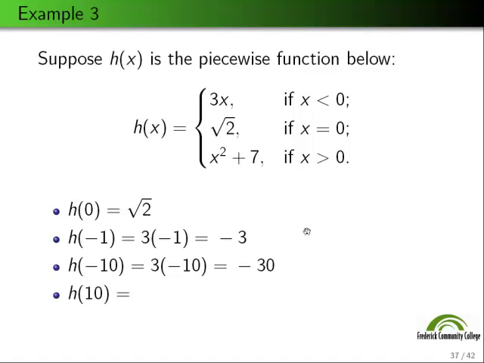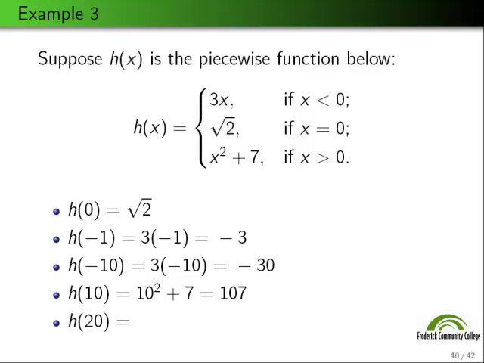And what if we plug in a positive 10? So x equals a positive 10. Is x bigger than 0? Yes. It's not equal to 0, it's not less than 0, but it is bigger than 0. So we do x squared plus 7. So it's going to be 10 squared plus 7, and that should equal 107.